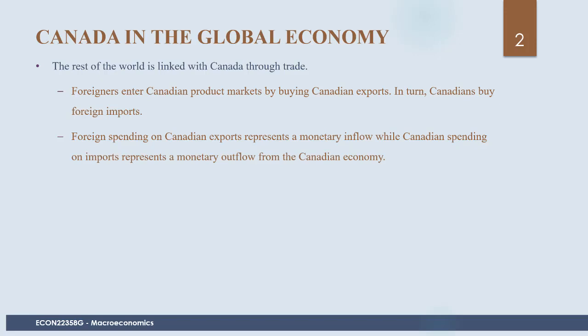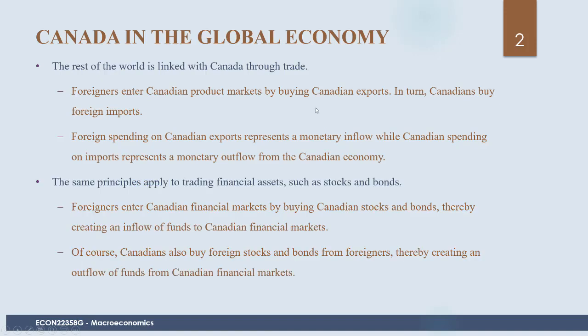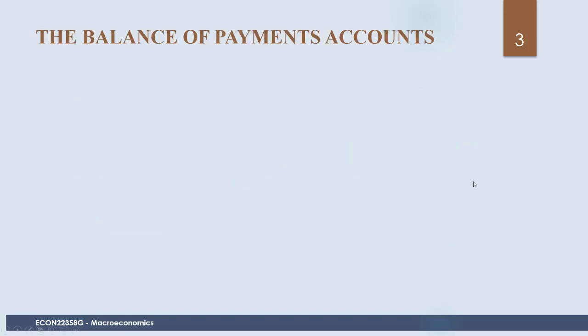Foreign spending on Canadian exports represents a monetary inflow, while Canadian spending on imports represents a monetary outflow from the Canadian economy. The same principles apply to trading in financial assets such as stocks and bonds. And so foreigners enter Canadian markets by buying Canadian stocks and bonds, thereby creating an inflow of funds to Canadian financial markets. And then of course the other way around. We can also buy, as Canadians, foreign stocks and bonds from foreigners, and that creates an outflow of funds from Canadian financial markets.